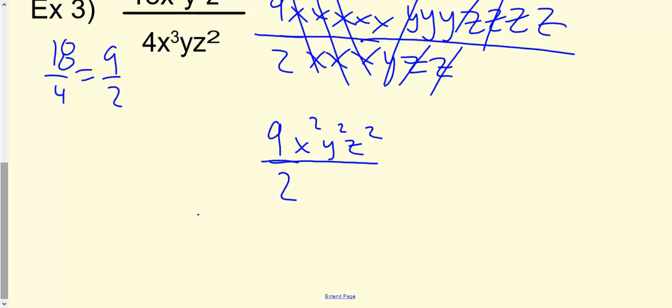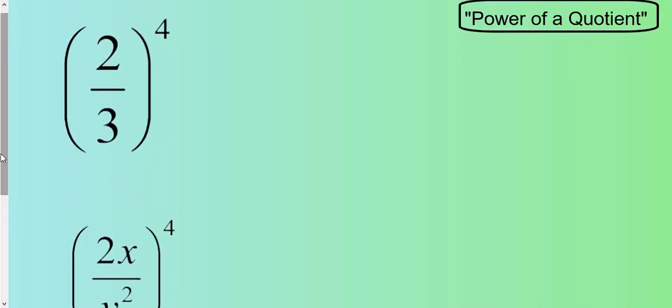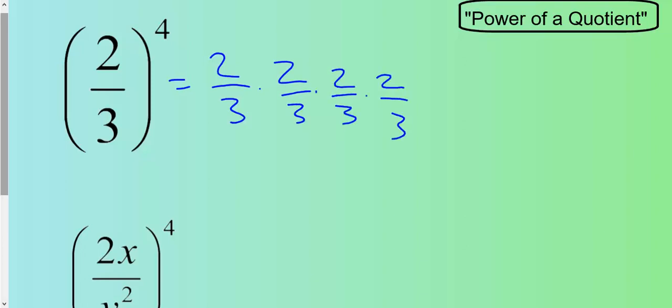Could you write 4.5? I suppose you could, but fraction form is okay. Now here we have fractions, and we're raising them to a power. You're going to treat this just like anything else. You're just going to write out that number 4 times. It's 2/3 times 2/3 times 2/3 times 2/3. So 2 to the 4th over 3 to the 4th.